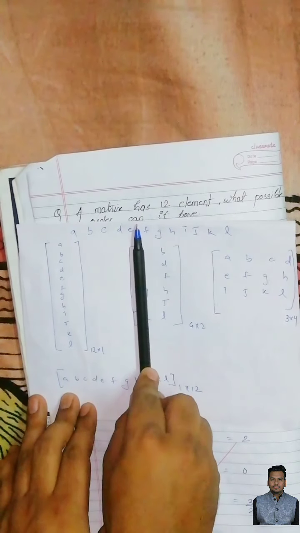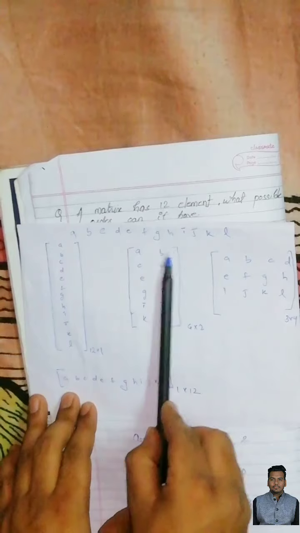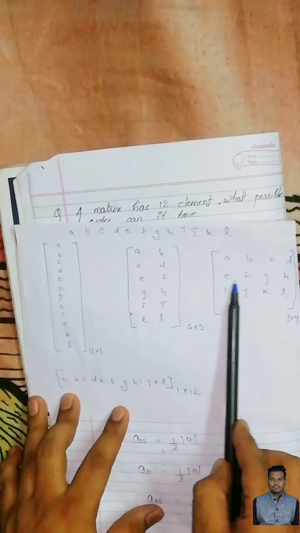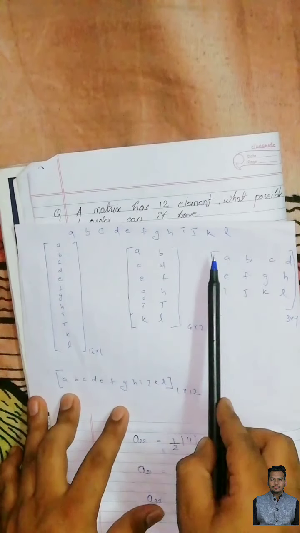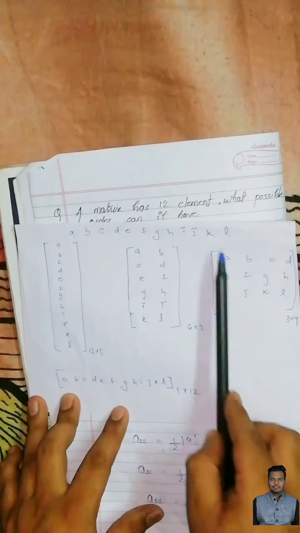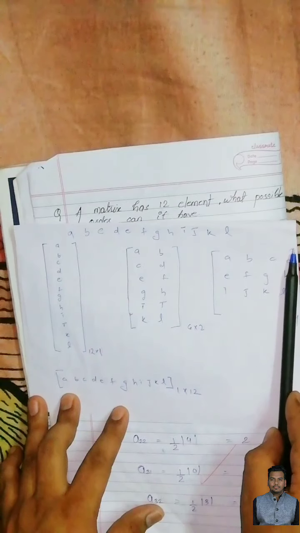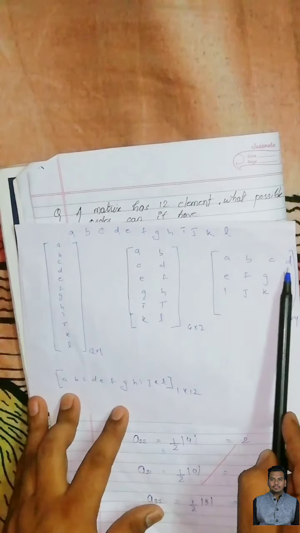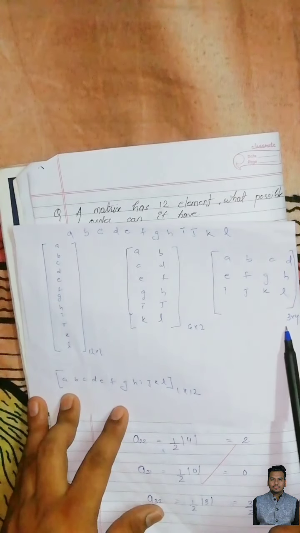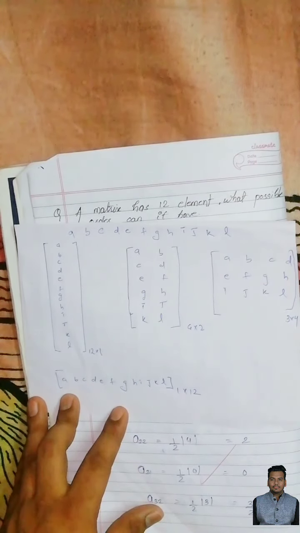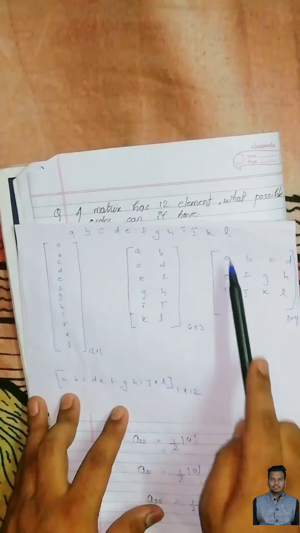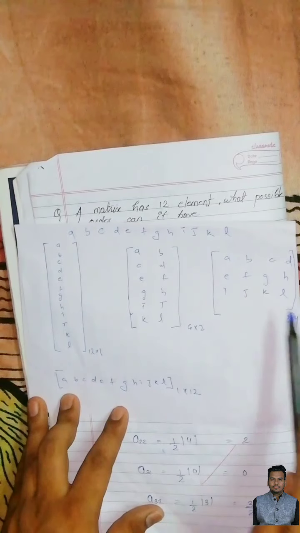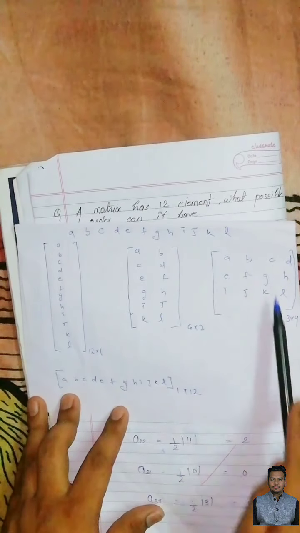These are the columns, vertical, and the horizontal are rows. Now here you can see A, B, C, D, E, F, G, H, I, J, K, L. So there are 3 horizontal rows and 4 vertical columns. The horizontal rows are denoted by M, which is 3, and the verticals are known as columns, denoted by N, which is 4. So there are 3 rows and 4 columns.